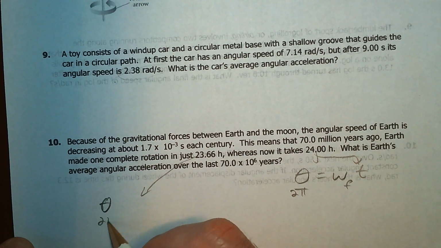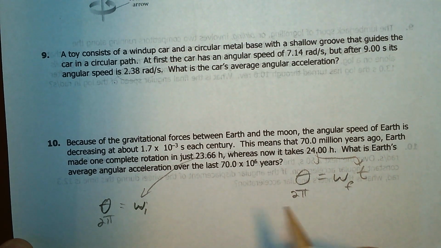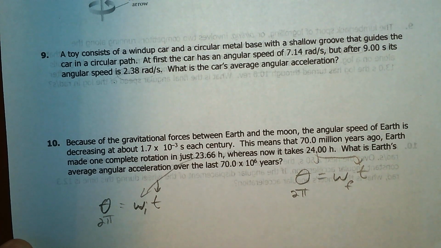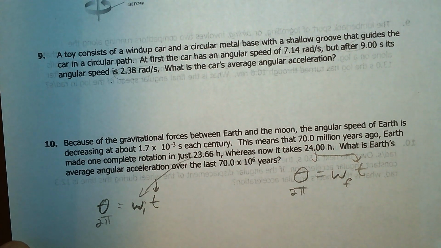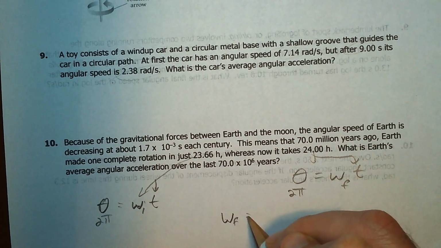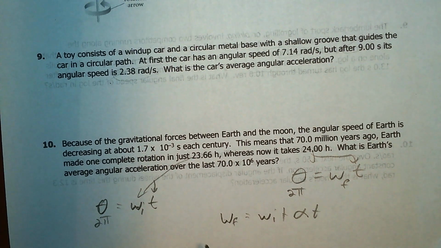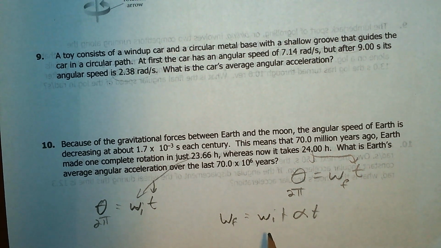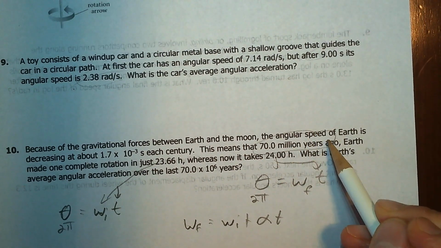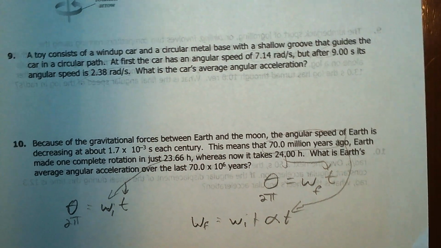So again, this will be 2 pi. We'll call this omega i. And we have to convert this time into seconds, and so you can figure out what the initial angular speed is. And then finally, we can use Vf equals Vi plus At. We know what the Vf is, we know what the Vi is, and for the time, we had to convert this 70 million years into seconds, and then you could find the acceleration.